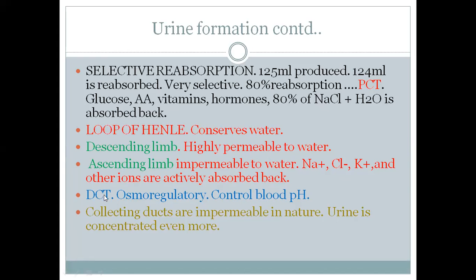Then in the distal convoluted tubule, this is also a regulatory function. Here again, water will be absorbed back, but here water will be absorbed back under the action of specific hormones. And the blood pH is controlled. Collecting ducts are impermeable in nature. Urine is concentrated even more in the collecting ducts and the distal convoluted tubule.